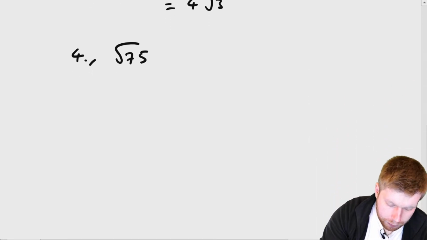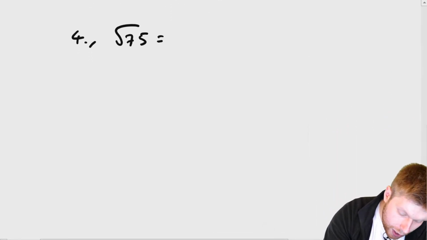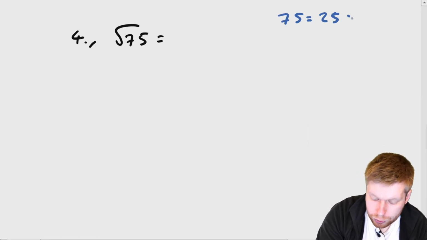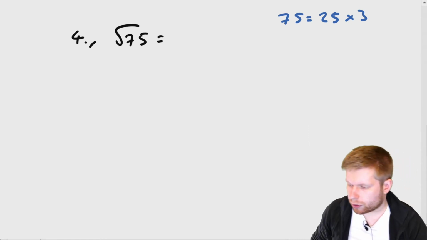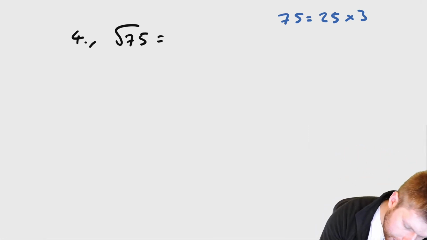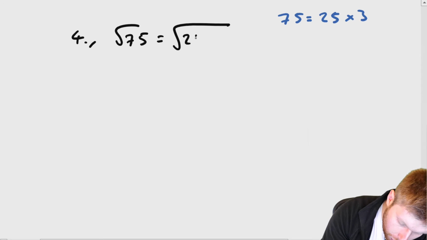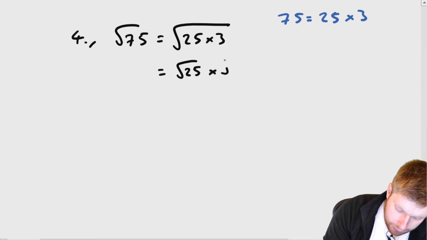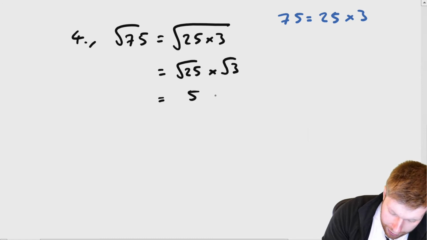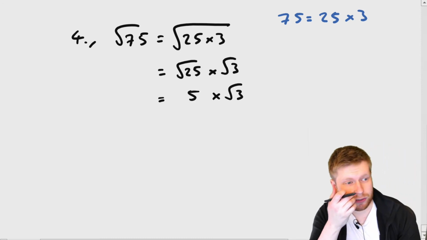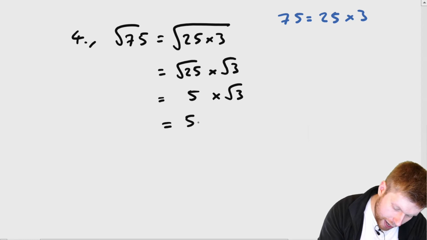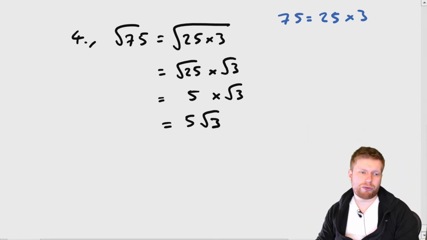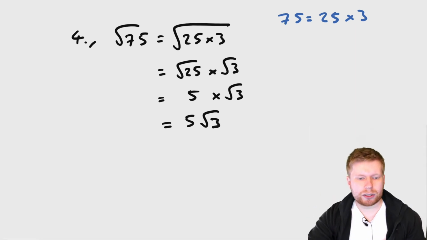So again, I'm going to ask myself the question, can you think of two numbers which multiply together to make 75, but one of those numbers has got to be square? Okay, 25 times 3 would work. So therefore I can break this up into square root of 25 times 3, which will break up into square root of 25 times square root of 3, which becomes 5 times square root of 3, because of course square root of 25 is 5, and then this becomes 5 root 3. Okay, so square root of 75 I can break up into 5 root 3. Okay, so this is how you simplify square roots.